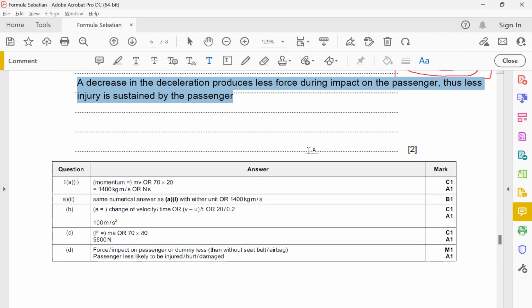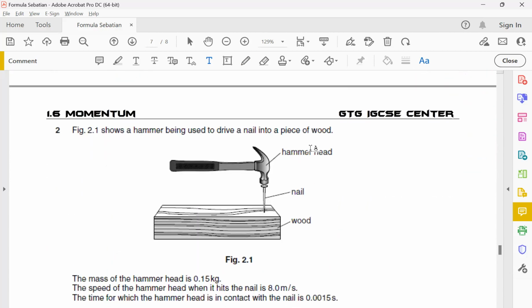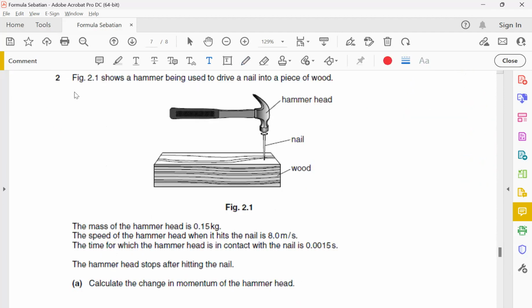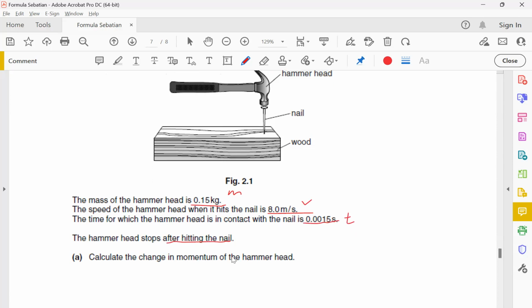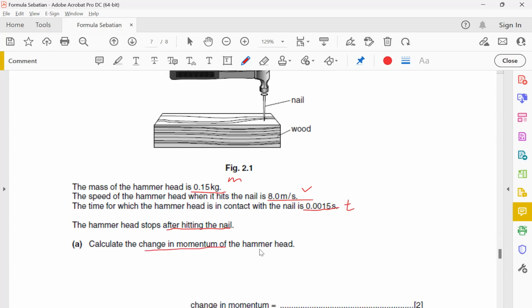Okay, now the second question here. Figure 2.1 shows a hammer being used to drive a nail into a piece of wood. The mass of the hammer head is 0.15 kg. The speed at which the hammer head hits is this amount, so this is mass and this is my velocity. The time for which the hammer head is in contact with the nail is this amount, so this is the time. The hammer head stops after hitting the nail. Calculate the change in momentum.